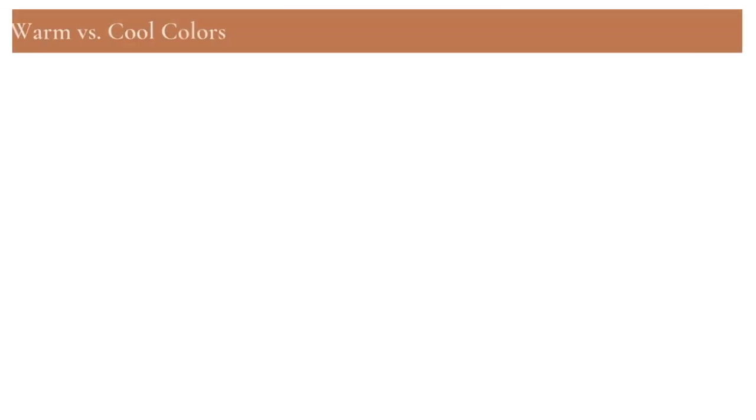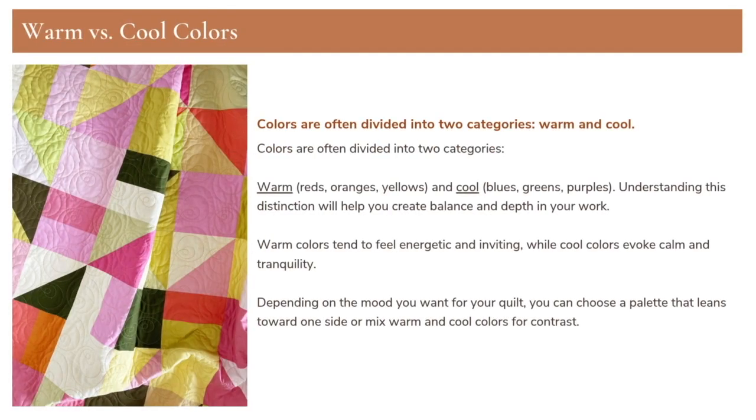So next, let's think about how colors are often divided into two categories. I'm sure you've heard this before. You've got warm colors and cool colors. Warms are your reds, oranges, yellows. Cools are the blues, greens, and purples. And understanding this distinction will help you create balance in your work. Warm colors tend to feel very energetic and inviting, while cool colors evoke calmness and tranquility. And so depending on the mood that you're looking for in your quilt, you can choose a color palette that leans towards either the warm colors or the cool colors.